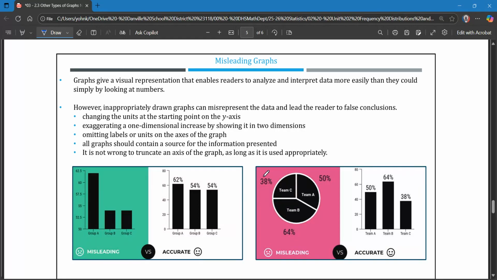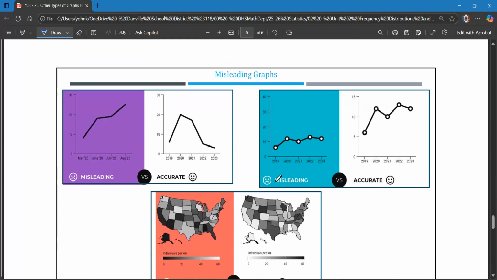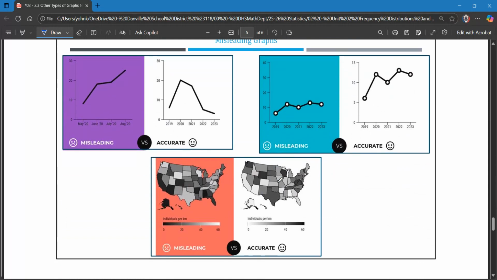Because if you don't label them with the percentages, then how are you going to visually tell? Here's another example, a misleading example. This one might be talking about how you got May, June, July, August. It looks like it's always going up, but what are the units? I don't understand what the units are for. What are you measuring? What's going on in 2019 and 2023?